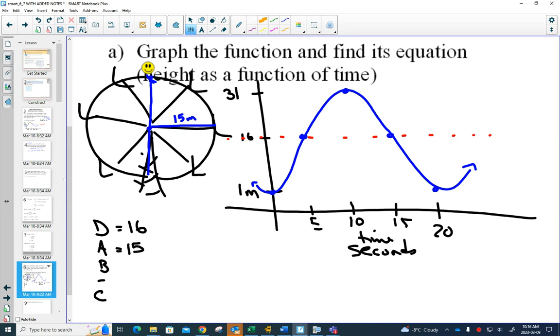Your B value is related to your period. We have 2 formulas. We have the period formula. When you have the B value, your period is 2 pi over your B value. When you don't have your B value, it is 2 pi divided by your period. So in this case, we can tell that our period is 20 seconds. So our B value will be 2 pi over 20. And yes, you could reduce that to pi over 10, but actually, leaving it as 2 pi over 20 is a nice way of seeing the period in the equation.